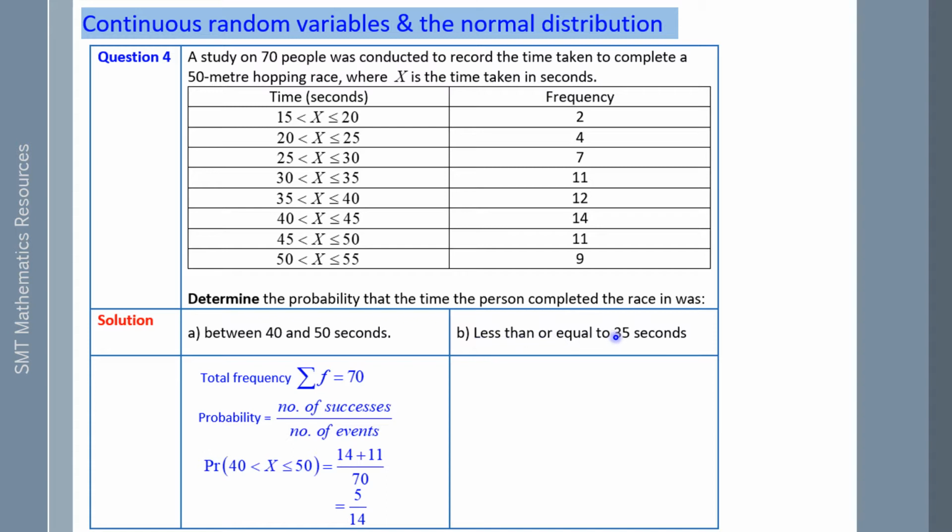B, less than or equal to 35 seconds. So that's the values from here all the way up to here. So the probability that x is less than 35, the sum of 11, 7, 4, and 2, divided by 70, which is 12 on 35.